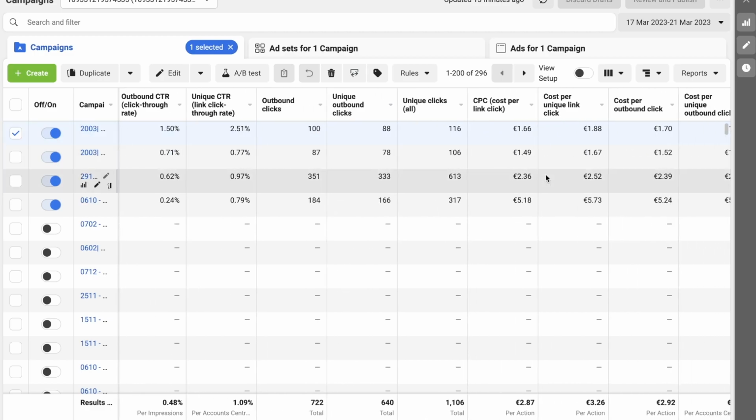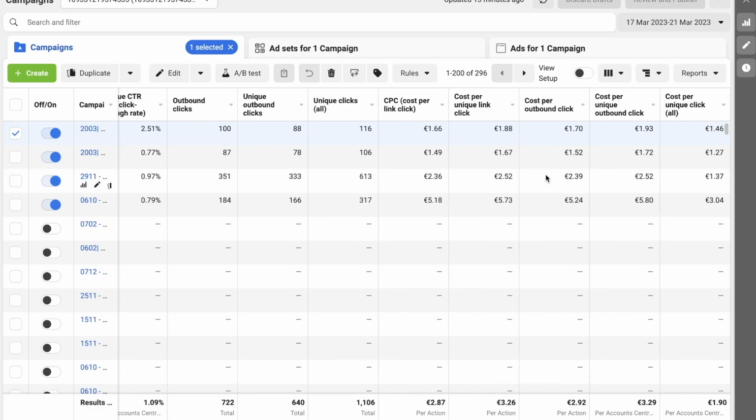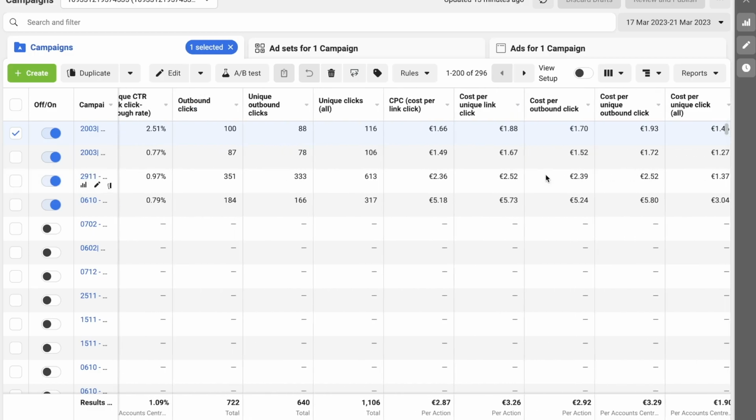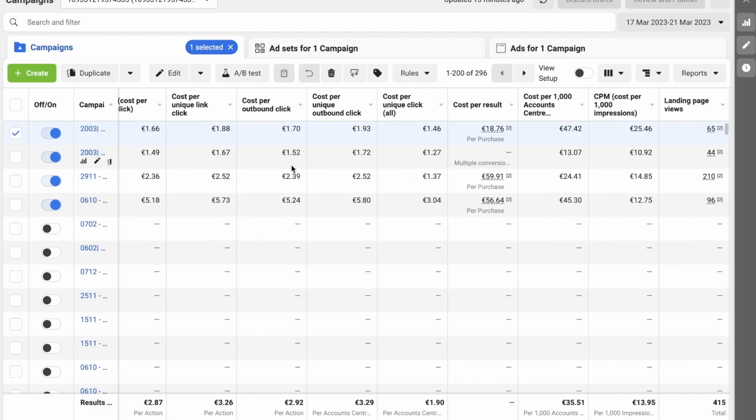If I run ads and I only get 20 clicks a day, 10 clicks a day, it's hard to do some data analysis on that. So looking at your clicks and your outbound clicks is the first metric that you would look at to just test and see if your ad is overall running. If it's getting clicks, it means it's working. It's getting impressions, it's getting clicks. That's the test to see if your ad actually works and is online.